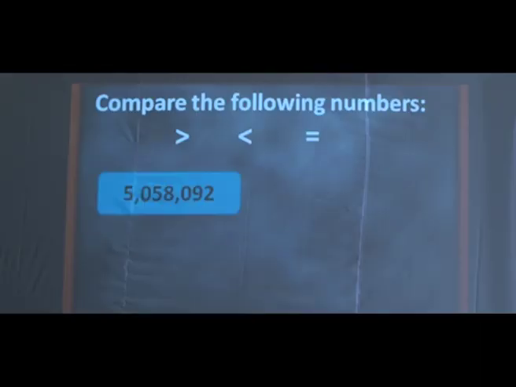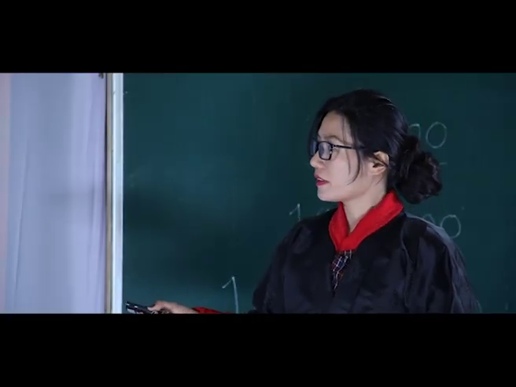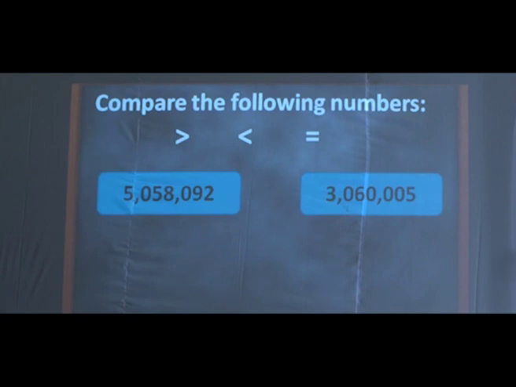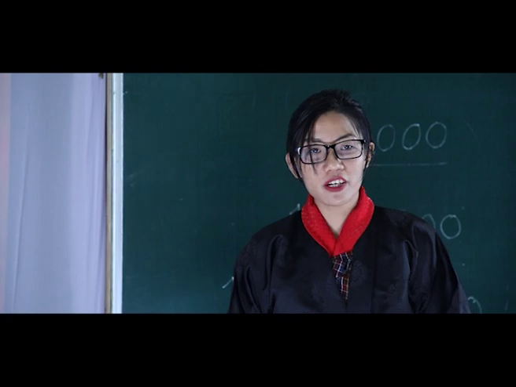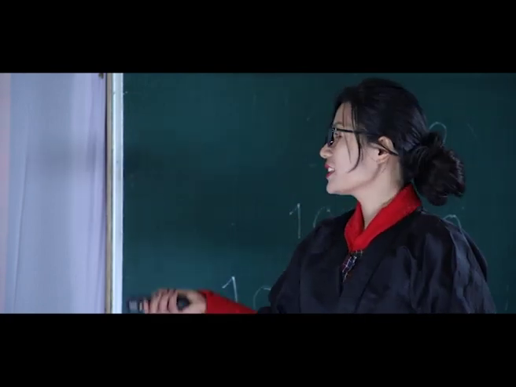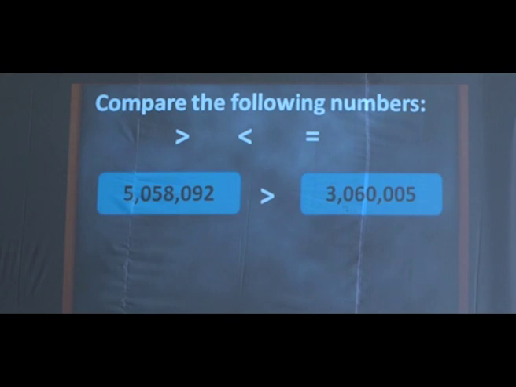Now let us try comparing 7-digit numbers. Here is the first number. 5,058,092. The second number is 3,060,005. Let's compare the first digits again on the left. Remember that. We have 5 here, we have 3 here. Which one is greater? Do you have your answer? All right, let's see if you're right. 5,058,092 is greater than 3,060,005, right?